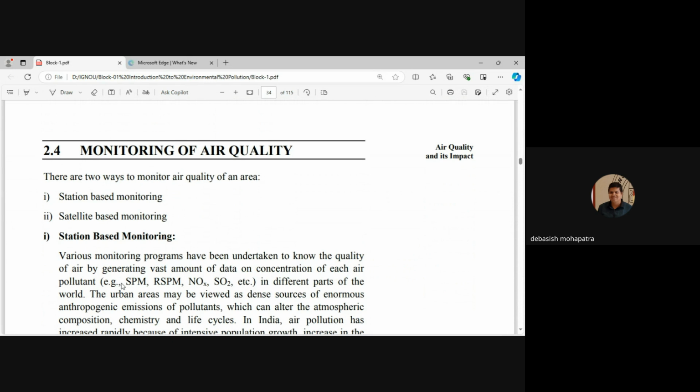Then monitoring of air quality. There are two ways to monitor air quality. Okay, we'll see it next class.